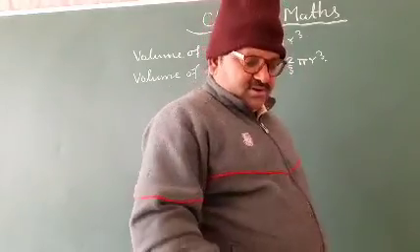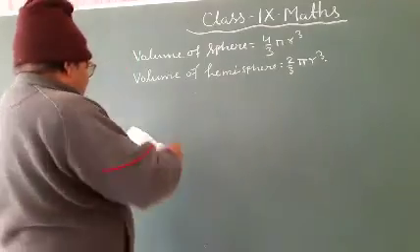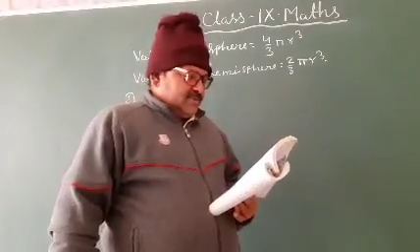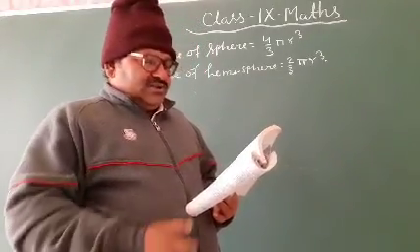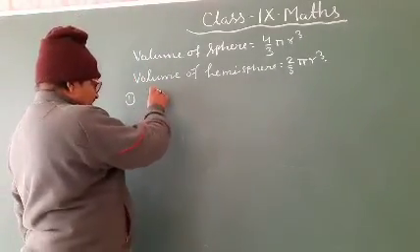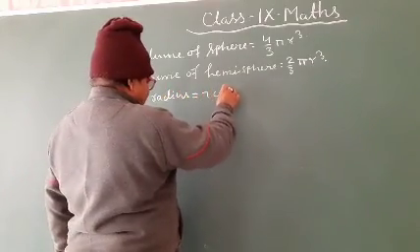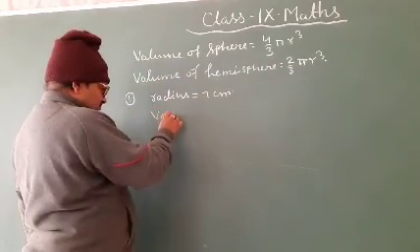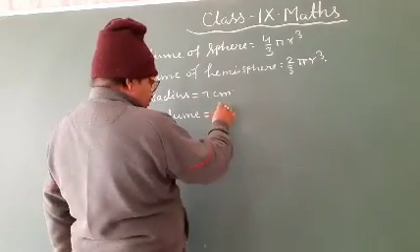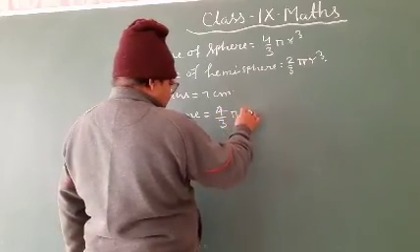Now to discuss question number 1 of exercise 13.8. Find the volume of sphere whose radius is 7 cm. Volume of sphere whose radius is equal to 7 cm. Therefore volume is equal to 4/3 pi r cube.